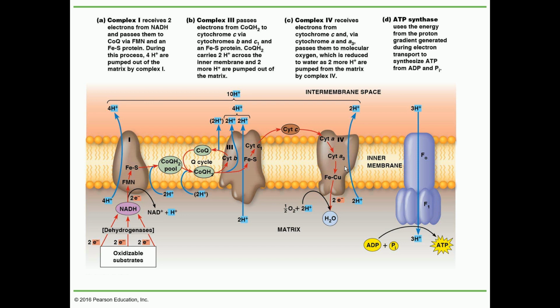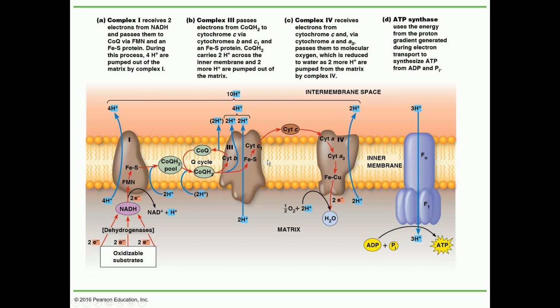So complex number 3 passes electrons from coenzyme Q, the reduced ubiquinone. This is coenzyme Q or ubiquinone. It is getting electrons and it is getting reduced. Now this reduced ubiquinone passes the electrons from coenzyme Q to cytochrome C. This is cytochrome C, and it passes these electrons to cytochrome C through cytochrome B and cytochrome C1.